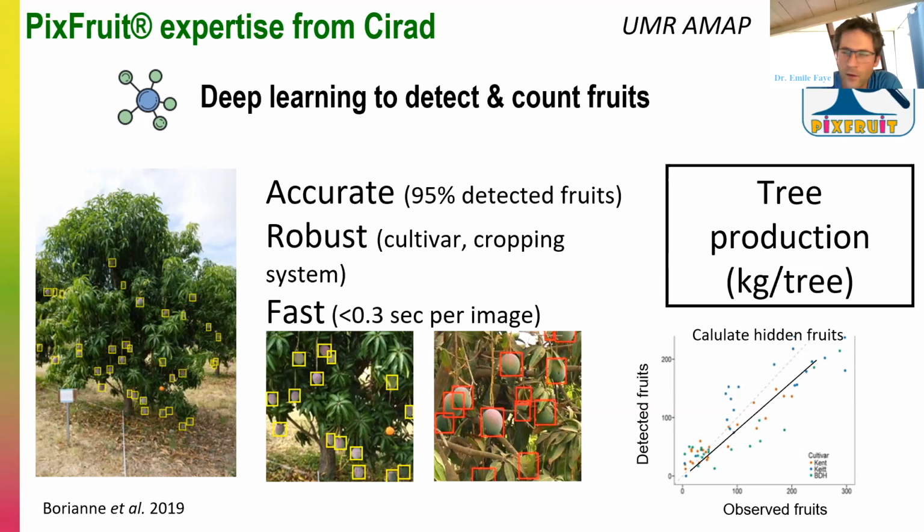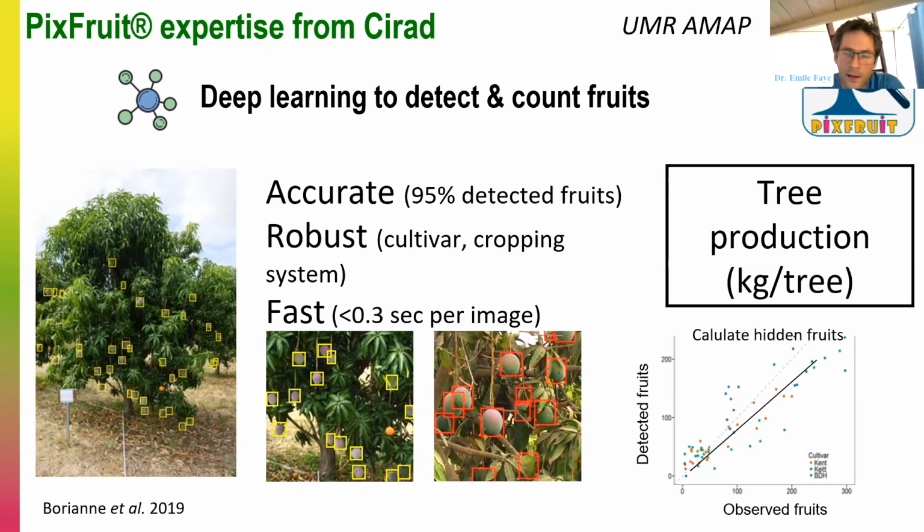with more than, if I'm not wrong, something like 50,000 annotations. So we reach pretty good values with good F1 scores, and that provides an accurate automatic fruit detection, which is robust, working for different cultivars and different types of cropping systems that I presented before, and which is of course really fast to count fruits.